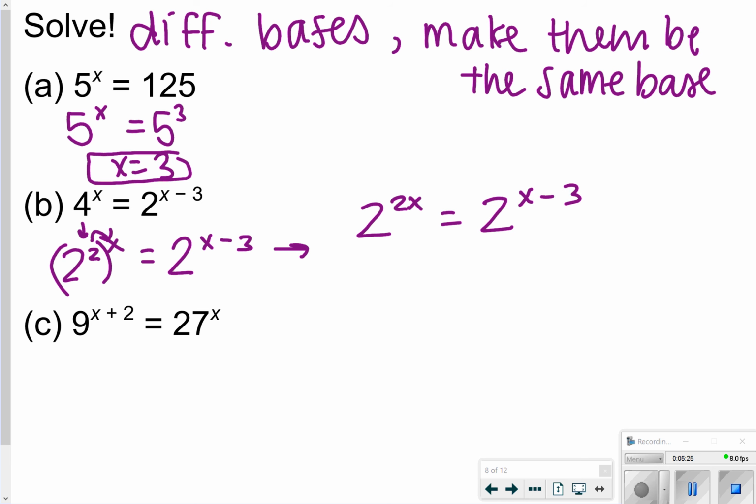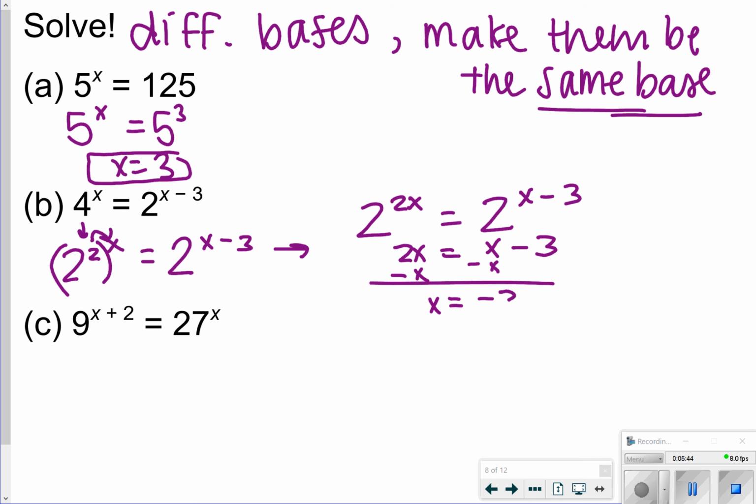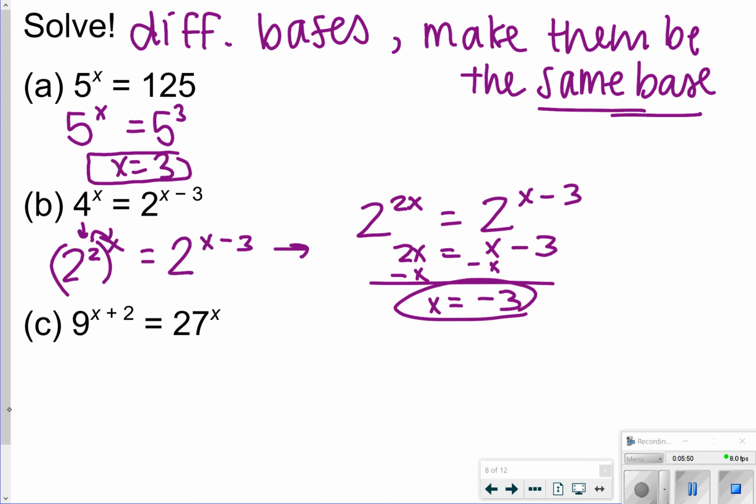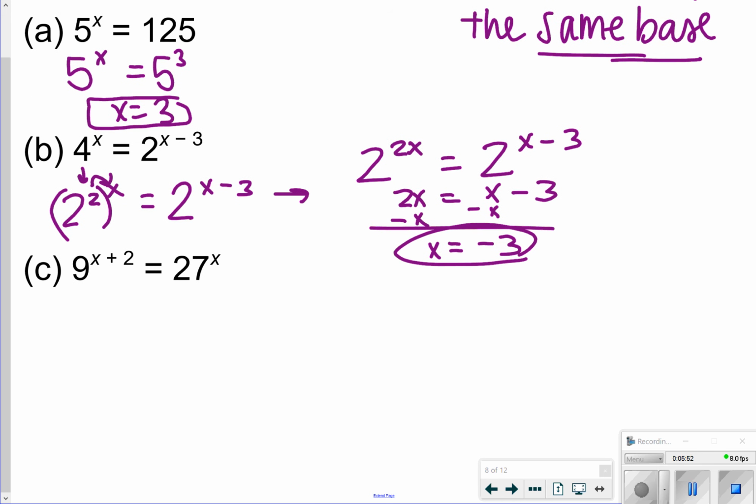And now I'm right back to square one, where I was working on those before, questions 2, 3, and 4, where I can just solve because I have the same base. So that's my main point, is to make them the same base. So 2x is equal to x minus 3. Again, get all my x's on the left side, so I get x is equal to negative 3 for letter B.